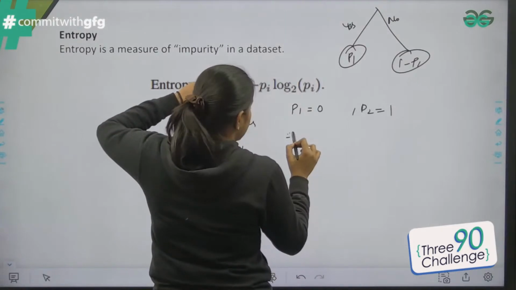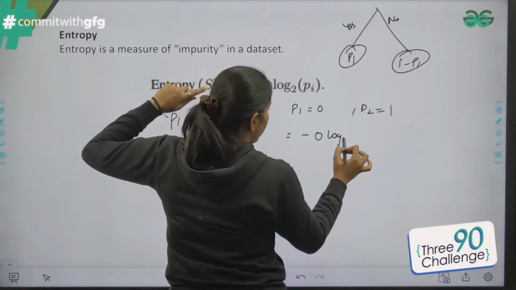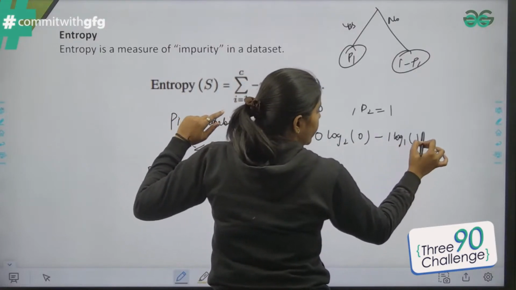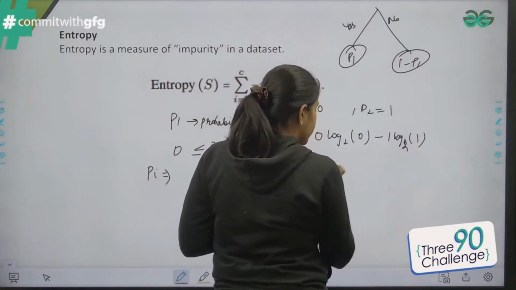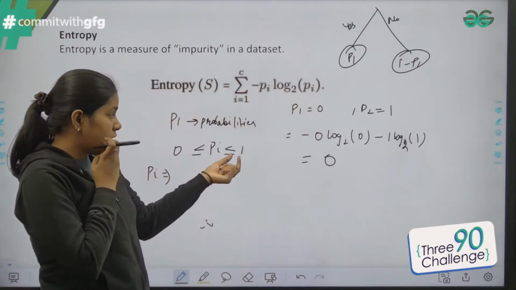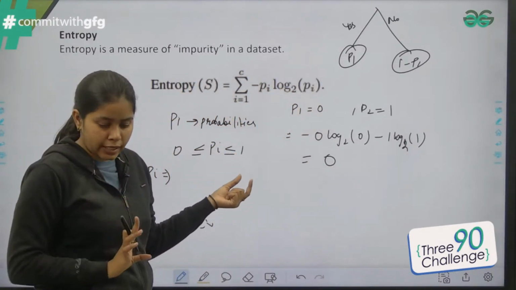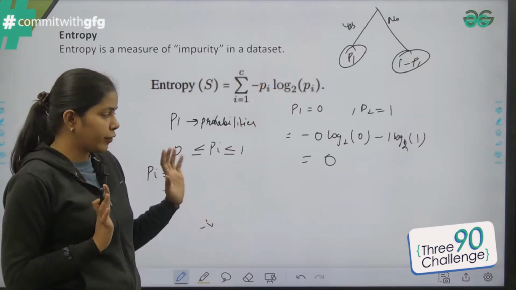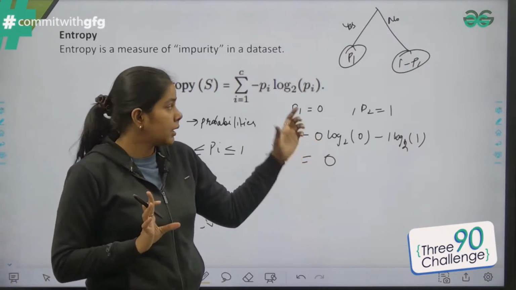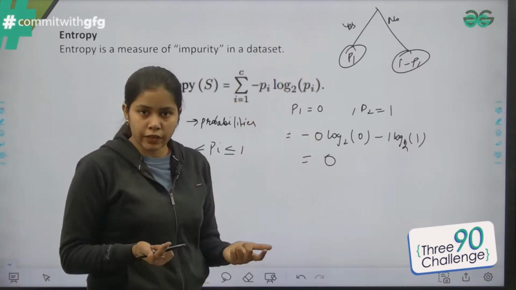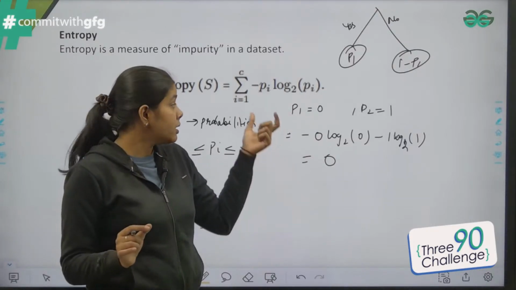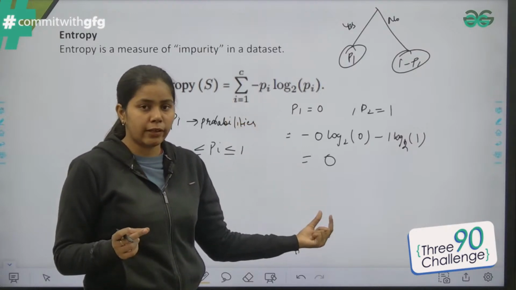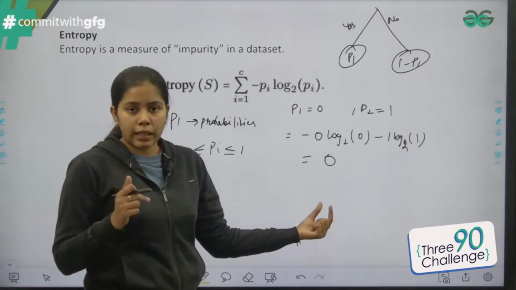So you can write down 0 into log 2 0, that would give you 0, minus 1 into log 2 of 1, and I know that log of 1 is always 0, so we'll get the minimum value 0. And again, if I take one value of P1 as 1, the other value would be 0, right? So the minimum value of this entropy would be 0, and 0 is the best, because we are finding out impurity. If we are getting 0 value for the impurity, that means there is 0 impurity. That means that is a pure split.